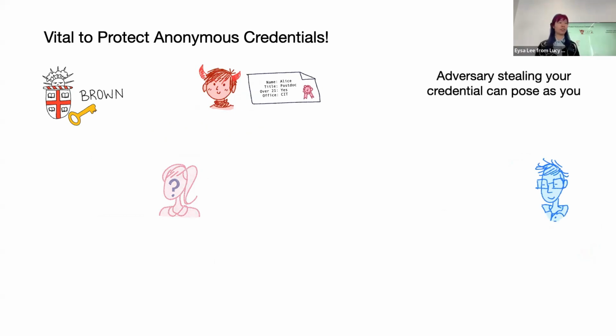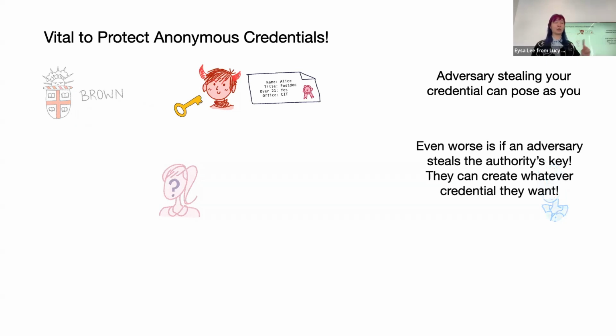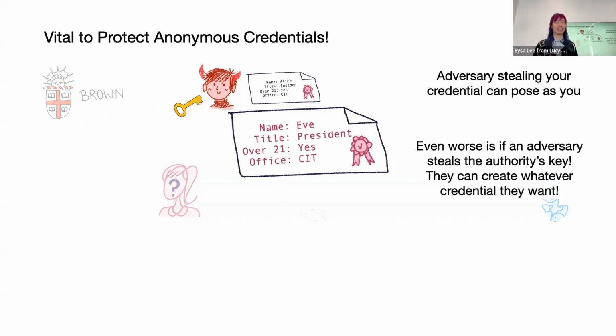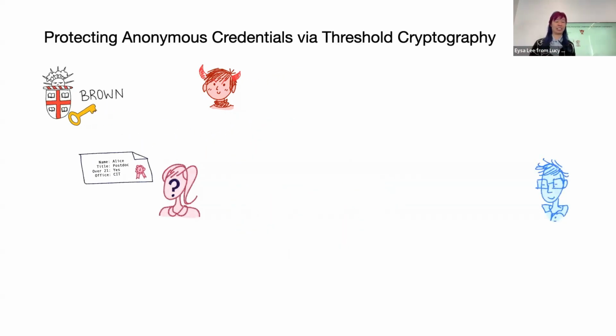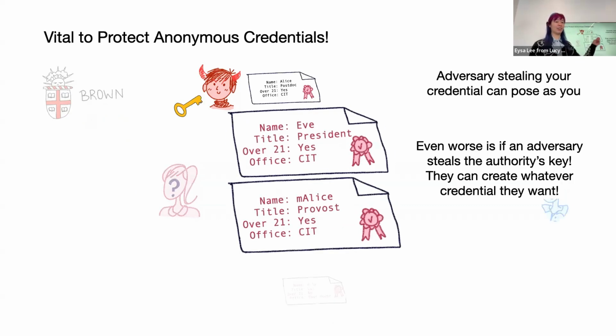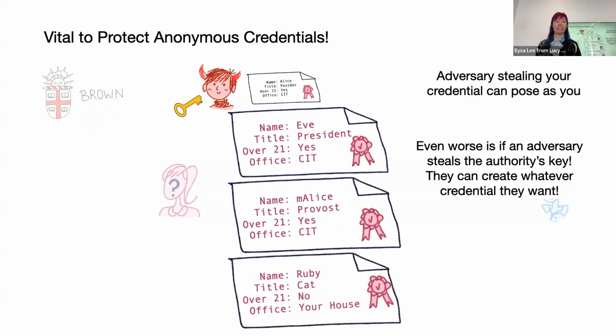Well, if an adversary gets a hold of your credential, they can pose as you. Whatever you have access to, this adversary can have access to. And even worse is if this adversary gets a hold of the authorities' keys, now they can make whatever credential they want. I can pretend to be the president, I can pretend to be the provost, and with this key, I can even make nonsensical credentials, such as saying I'm a cat who lives at your house. There's nothing that stops an adversary holding this issuer key from issuing weird credentials.